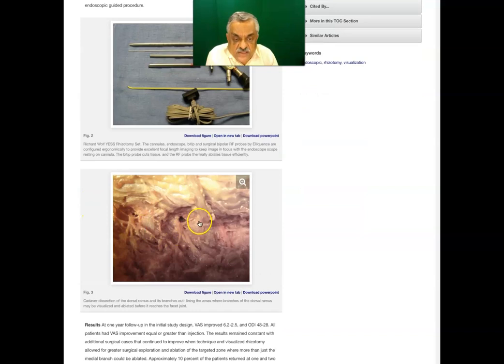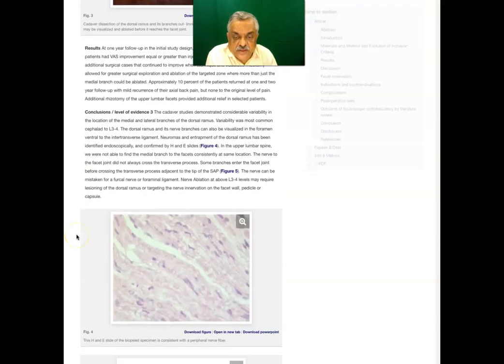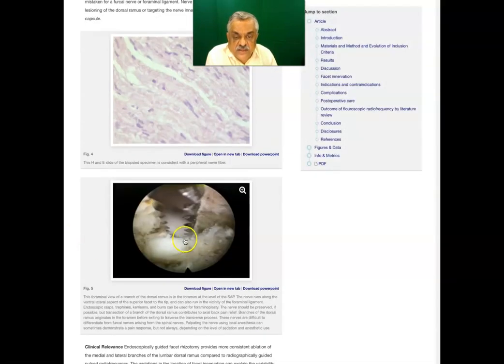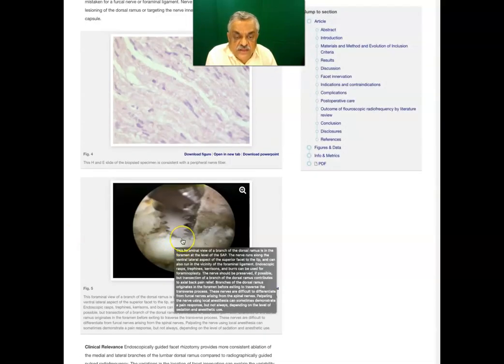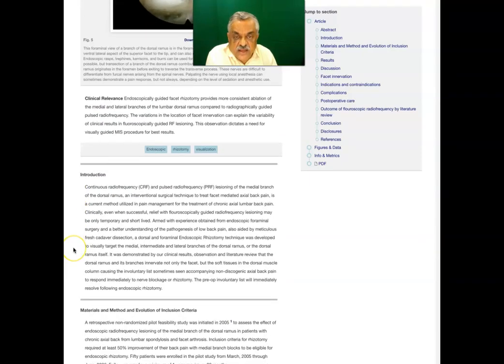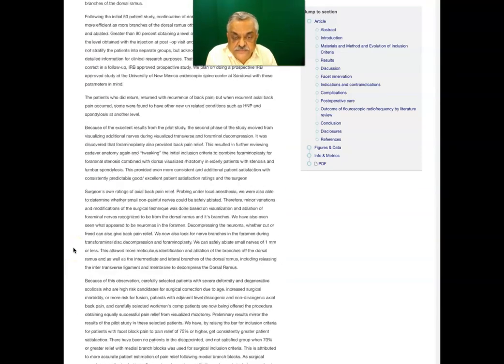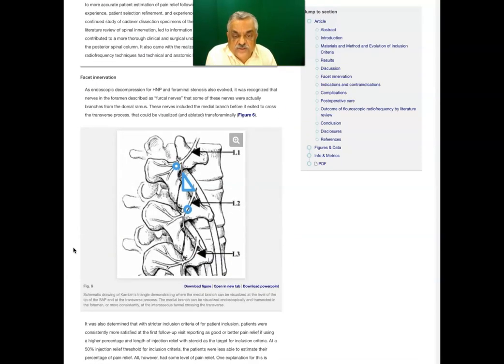Here you see the transverse process. This is the dorsal ramus and the medial branch going here. And here you can see the nerve being shown very well. There is a foraminal view of a branch of the dorsal ramus in the foramen at the level of the SAP. And so this is where we go. There is Kambin's triangle, but we are more here on the groove next to the transverse process.